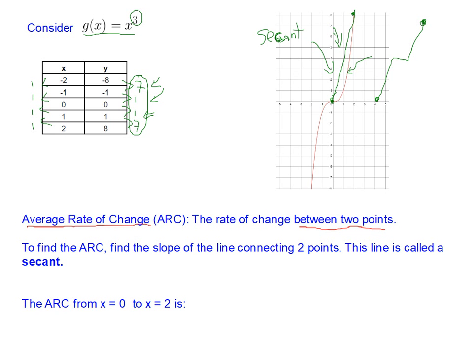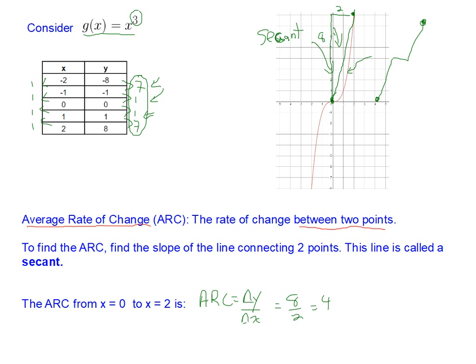So this green line here is a secant, and now that we have a line, we can find its slope the same way that we would have done before. The average rate of change from x equals 0 to x equals 2, from here to here, is just the slope of this line. The y values are changing by 8, and the x values are changing by 2. So the average rate of change, and I'll use ARC as a short form for average rate of change, equals the change in y over the change in x, which we saw here was 8 over 2. And so our average rate of change on this function gives us 4.